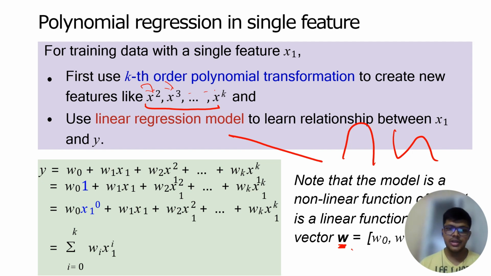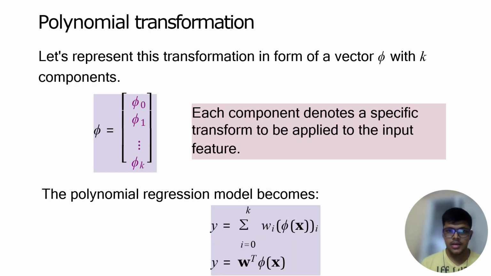We can simply write it in the form of a summation equation. Again, phi is denoted by something like phi 0, phi 1, until phi k, where each component denotes a specific transform to be applied to the input feature. So we can simply write it in the form of vector multiplication, the transpose of the weight vector times the polynomial transformation.